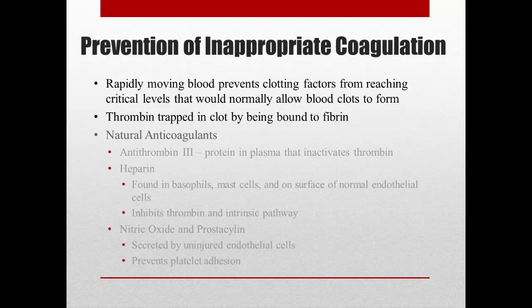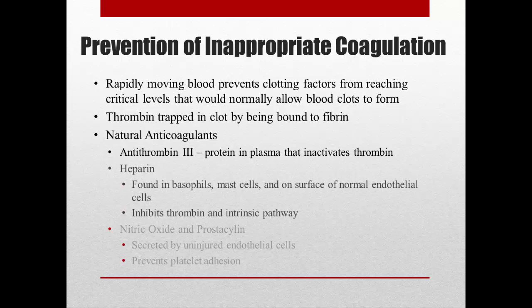We also have a bunch of natural anticoagulants. These are things like antithrombin 3. This is a protein in the plasma that inactivates thrombin, so that if any thrombin does escape from the clot, antithrombin 3 is there to get rid of it. Think antithrombin, it gets rid of thrombin.